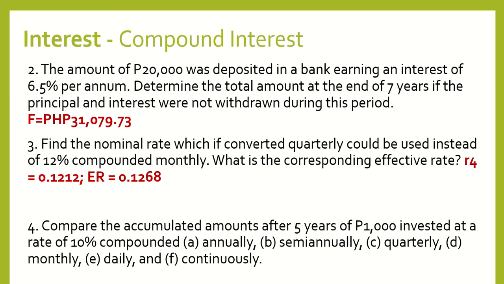Now we have other problems here. The amount of 20,000 was deposited in a bank, earning interest of 6.5% per annum. Determine the total amount at the end of 7 years if the principal and the interest were not withdrawn during this period.